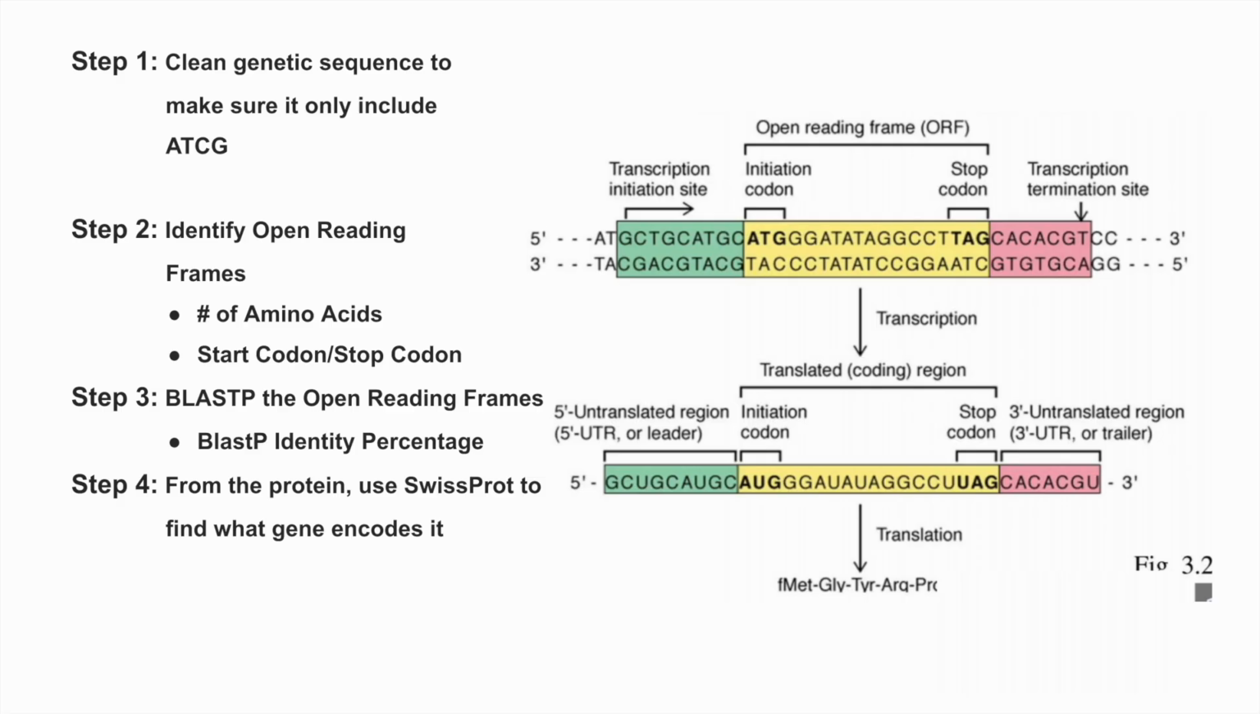Step 2 is to identify open reading frames, and then we will translate that into the number of amino acids. This can be done by finding the start codon and stop codon. Step 3 is BLASTp on the open reading frames that we have found. This will tell us the BLAST identity percentage, in return we will find a protein for it. Then we use this protein with Swiss-Prot to find what genes encode it.